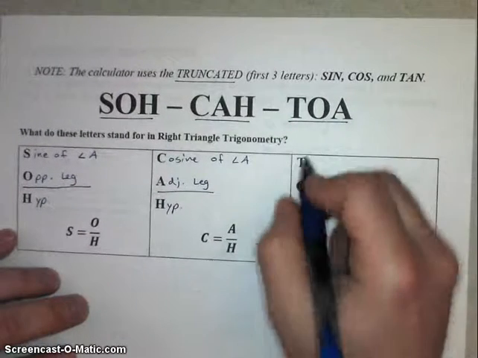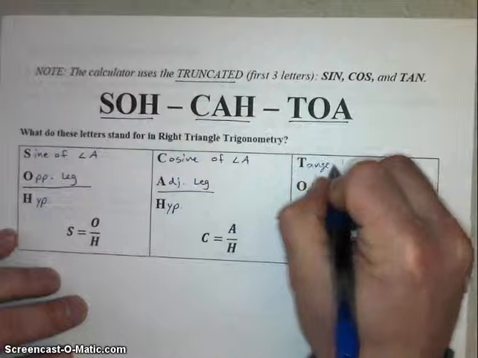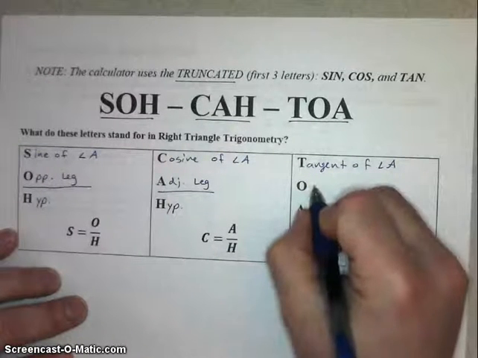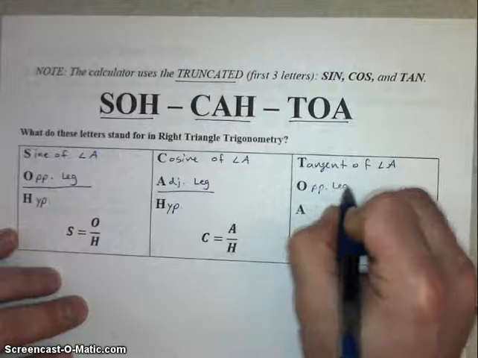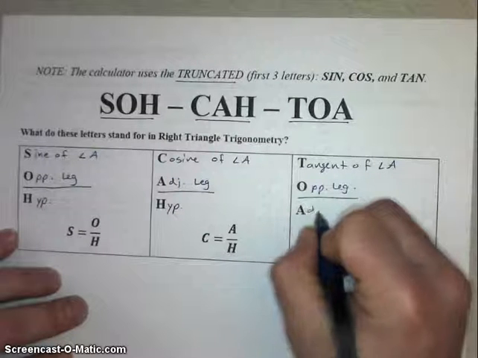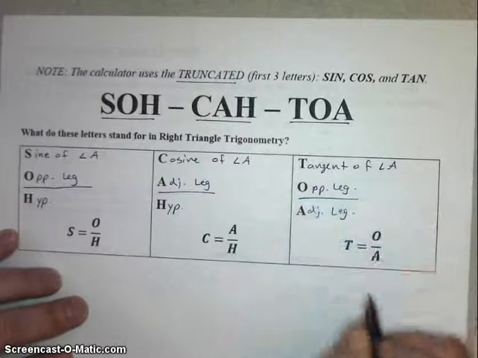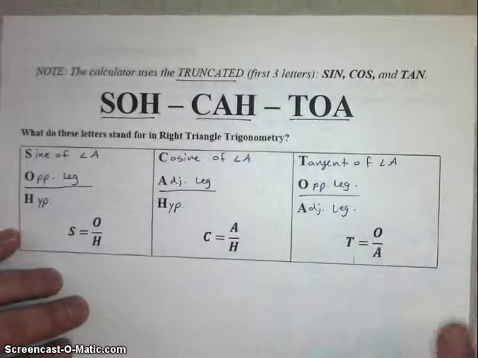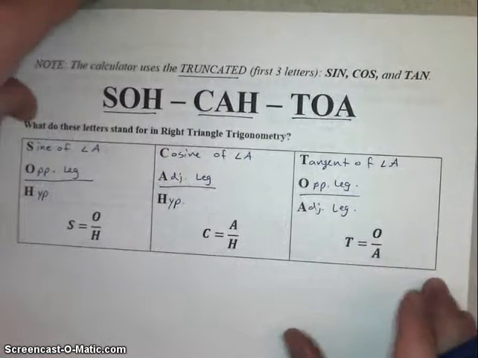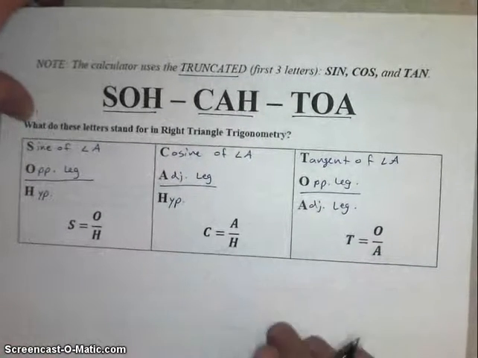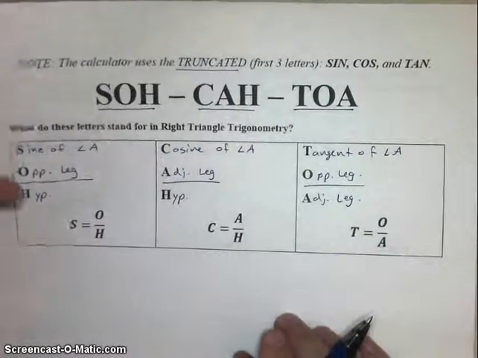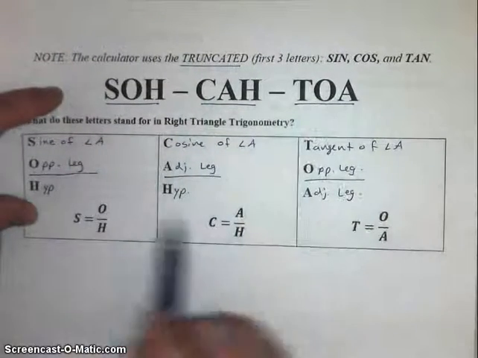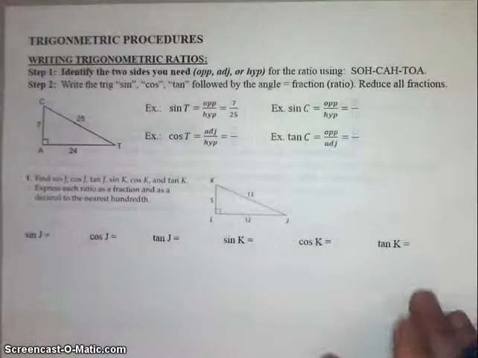And the tangent ratio of angle A is equal to the opposite leg over the adjacent leg. And all this does is help you set up the fraction to be able to talk about those ratios. Remember, these are ratios, and so for the most part, we'll be dealing with decimal answers. Okay, so you can remember SOHCAHTOA. SOHCAHTOA helps you remember how to set up each of these ratios.